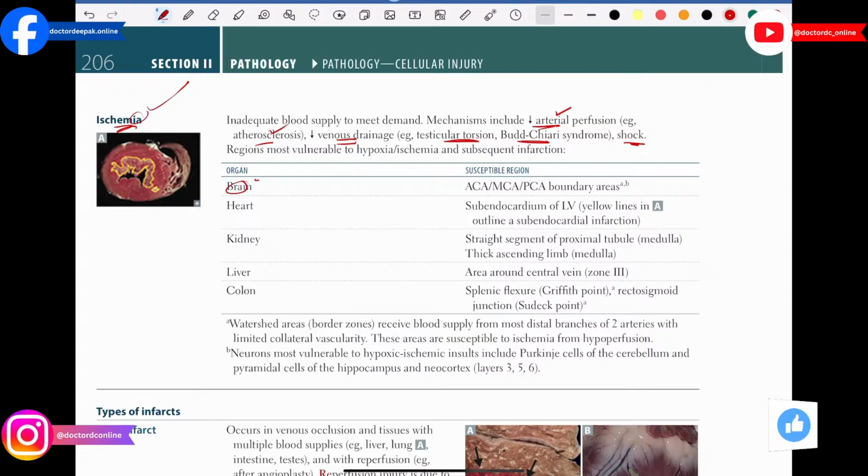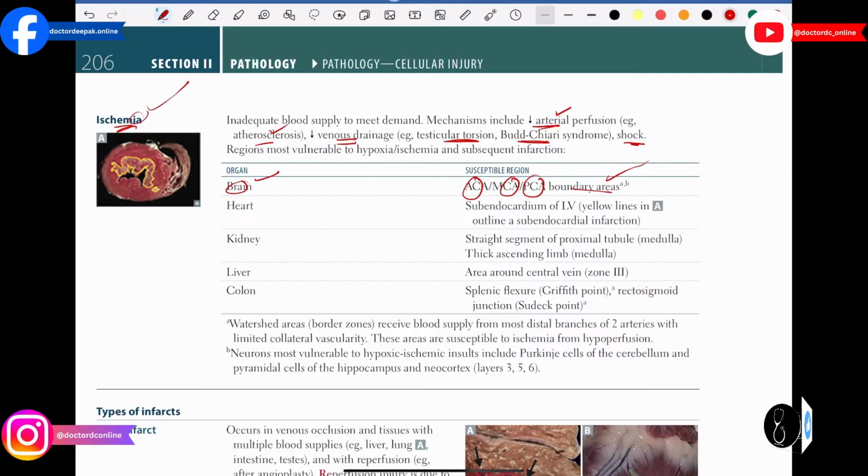Then after that you guys have to remember what are the organs and regions in our body that are going to be more vulnerable to hypoxia and ischemia. So basically the brain. In the brain we have the region where the ACA, MCA and PCA meet, like the anterior cerebral artery, middle cerebral artery and posterior cerebral artery. The regions where the distal branches of two arteries meet, and those distal branches don't have collateral vascularity, are called boundary areas or watershed areas. So please keep in mind what a watershed area or border zone area is.